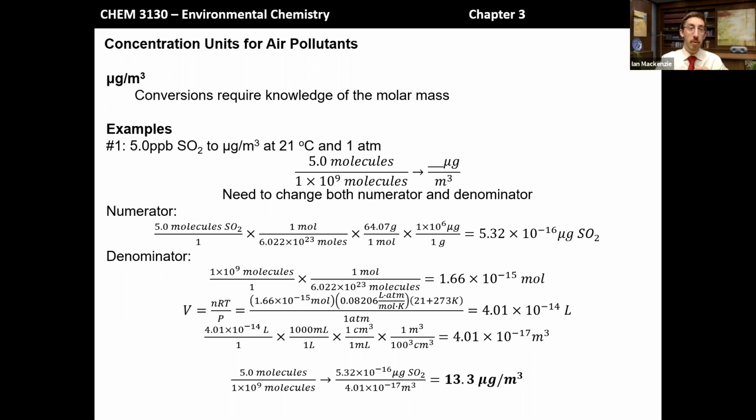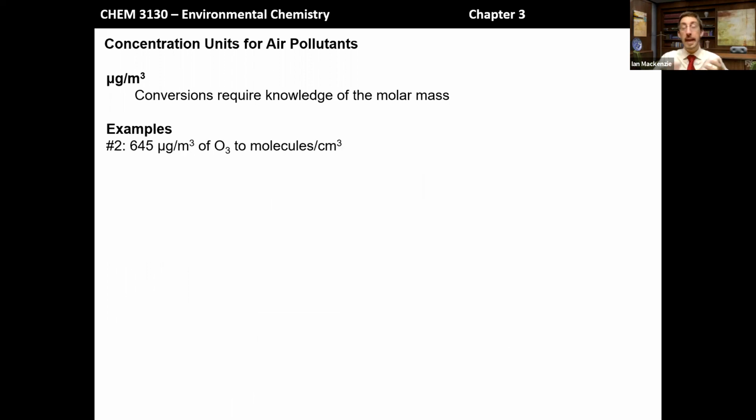Let's take another example though, and say we were already at micrograms per cubic meter and we wanted to go to molecules per cubic centimeter. The conversion isn't very difficult here. The process is exactly the same. So I need to go from micrograms on top to molecules. So I'm essentially just doing the reverse of what I did in the numerator before. And then I need to go from cubic meters to cubic centimeters. That's actually a very easy conversion there.